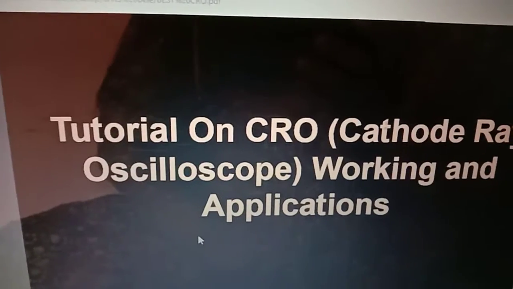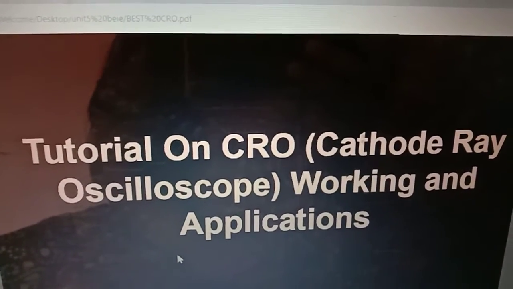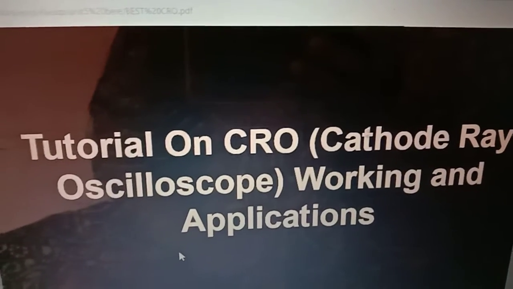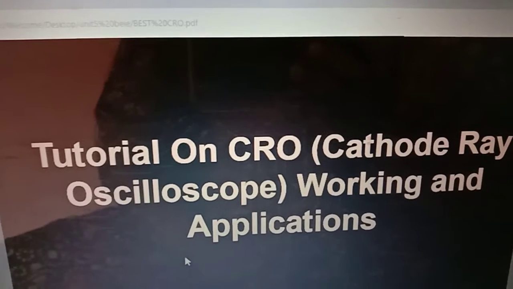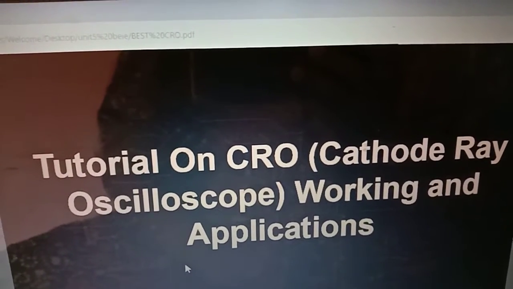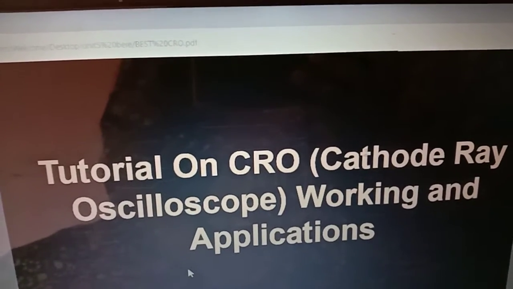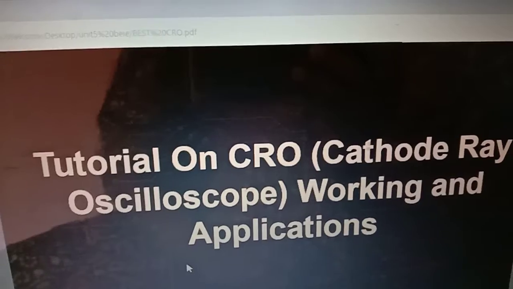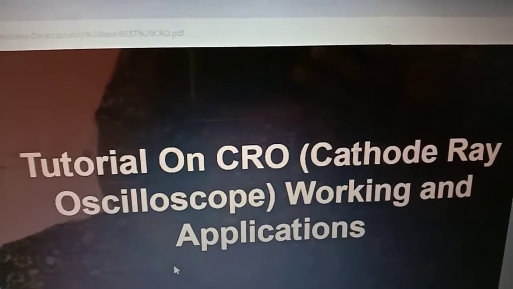Good morning, students. Today we are going to see what is CRO. CRO stands for cathode ray oscilloscope. Today we are going to see the cathode ray oscilloscope, its working principles and applications. It is an important piece of equipment used in our ECE laboratories.